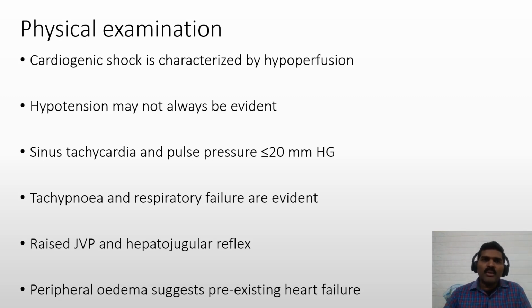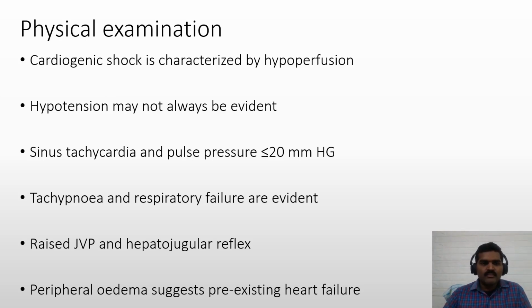And you will usually see sinus tachycardia, and pulse pressure will usually be less than 20 millimeters of mercury because of vasoconstriction. Diastolic BP is higher and systolic BP is lower. You will have a narrow pulse pressure. Tachypnea and respiratory failure are evident. Raised JVP and a hepatojugular reflex will be evident in case of right heart failure. Peripheral edema suggests pre-existing heart failure.